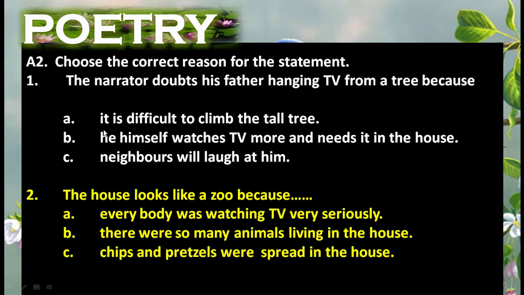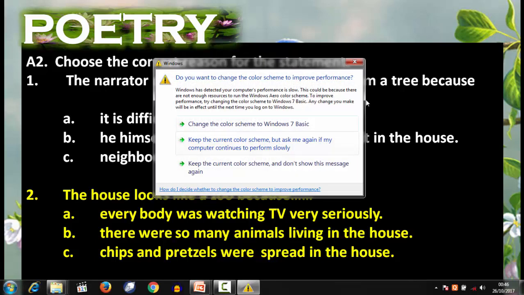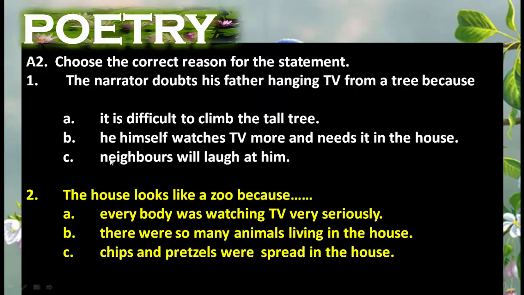For example, the first one is, it is difficult to climb a tall tree. Second, he himself watches TV more and needs it in the house. And third one, neighbors will laugh at him. Out of these 3 points, you have to decide which one is the correct one. For example, here the B, he himself watches TV more and needs it in the house, that is the correct point. So you do not have to write B, but you have to write the complete line after because.